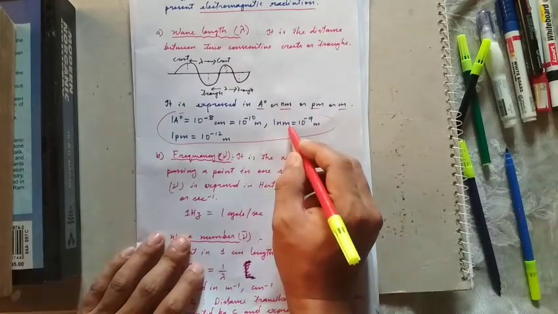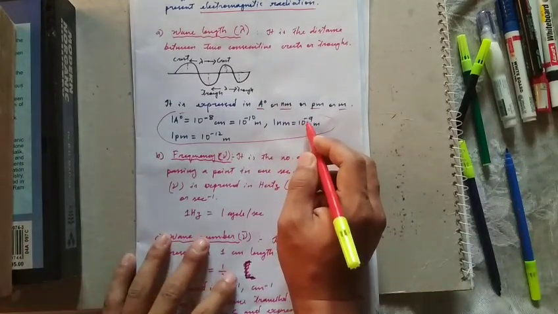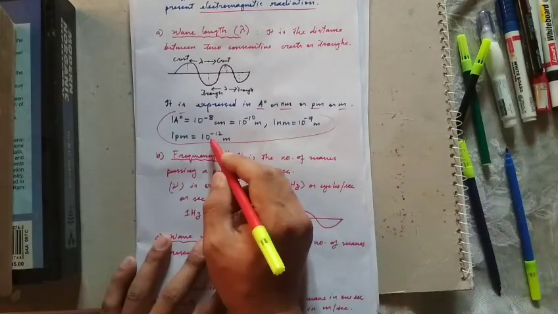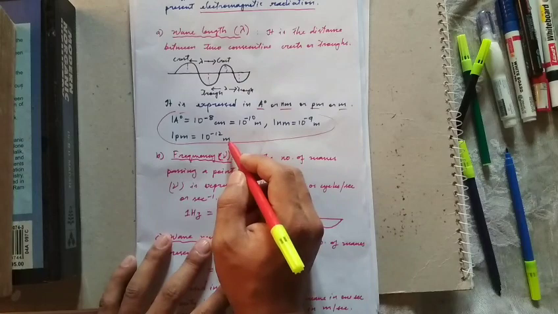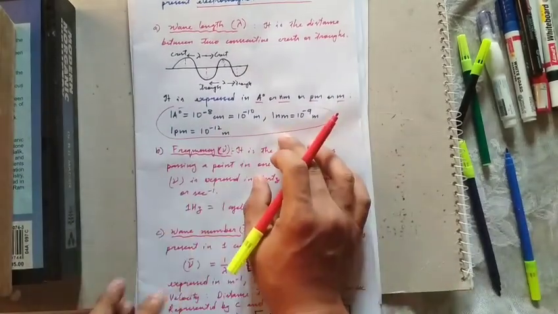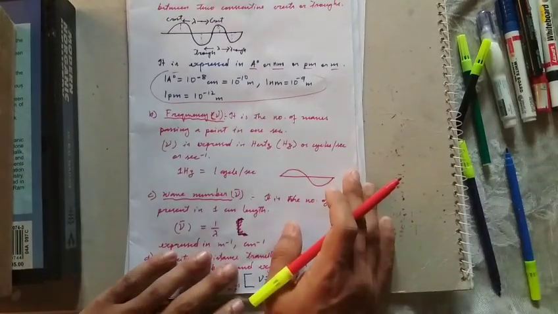And then 1 nanometer, when converted to meter, is 10 to the power minus 9 meter. 1 picometer is 10 to the power minus 12 meter, okay. So remember these values, and this will be helpful for your numerical problems.